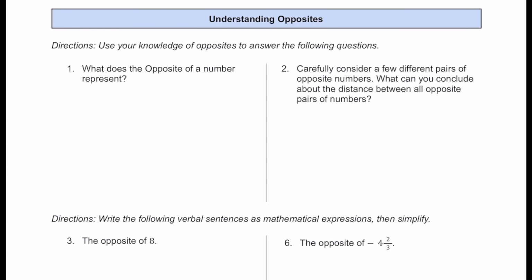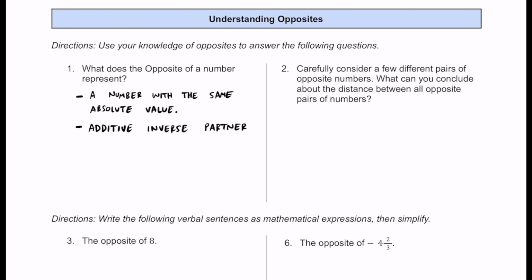Let's practice understanding the concept of opposites a little bit better together. In number 1, let's talk about what the opposite of a number represents. First, the opposite of a number represents a number with the same absolute value of the original number. Second, we can also think of the opposite of a number as the additive inverse partner for a given number.